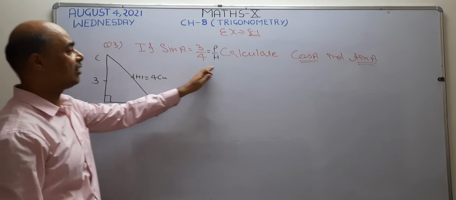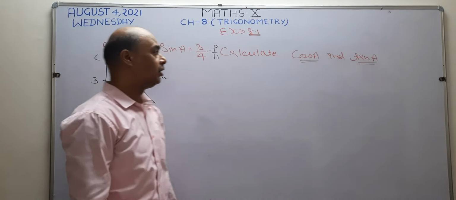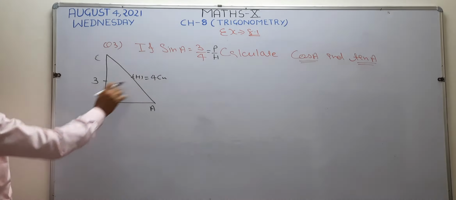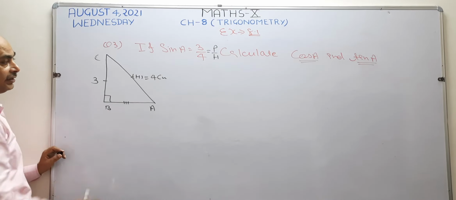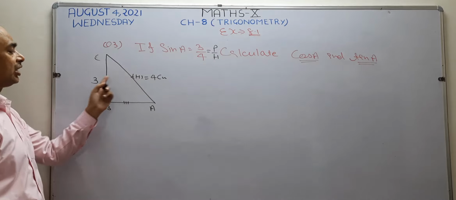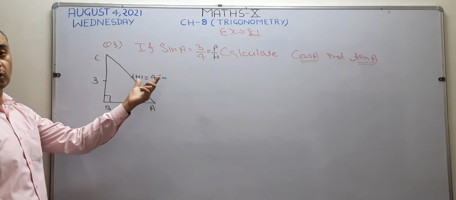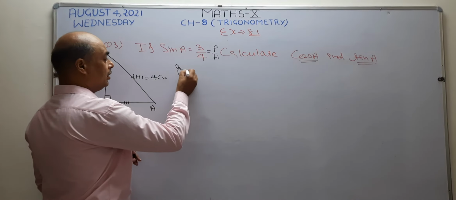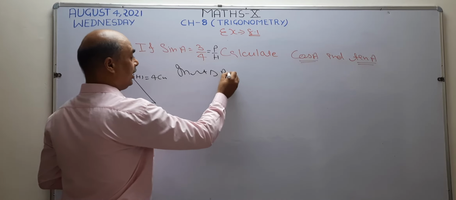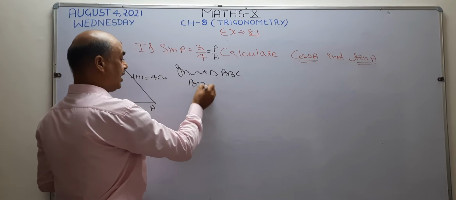Now in this question, we have to find the value of cos A and tan A. For this, first I want to complete this triangle, means I want to find its third side. Now hypotenuse and perpendicular are given. We have to find its base. How do we find its base? By using the Pythagoras theorem. So here, in right triangle ABC, by Pythagoras theorem.